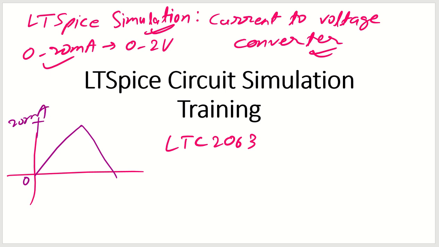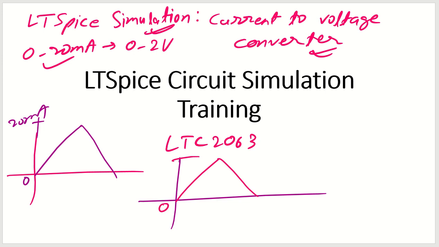So this is my current source, and corresponding to this we will be trying to find out what is my voltage that is there. Let us say we want to convert it to, or scale it up to, 0 to 2 volt. Understood? So from current to voltage output, how we can get, we can simulate that amplifier circuit in LTSpice and we'll try to understand.